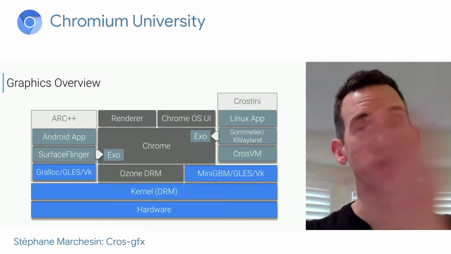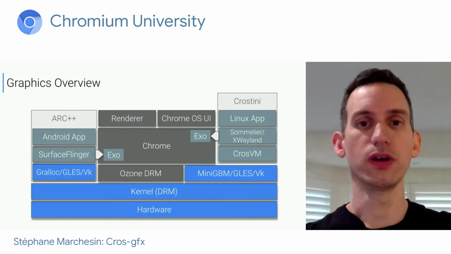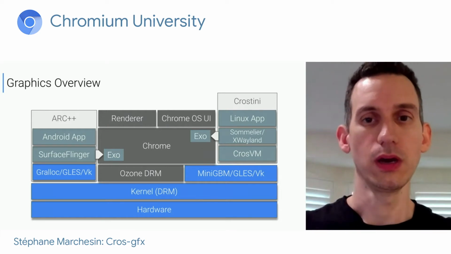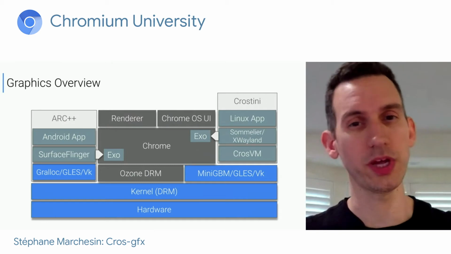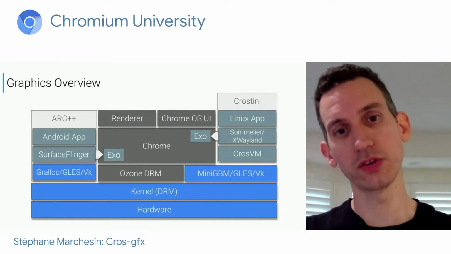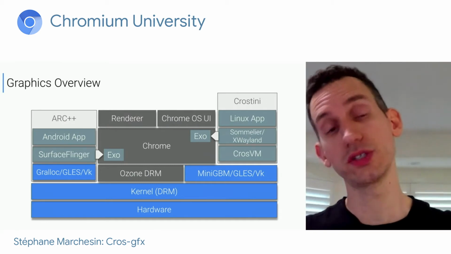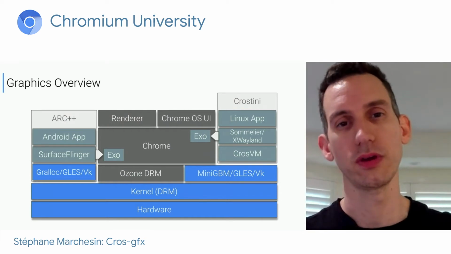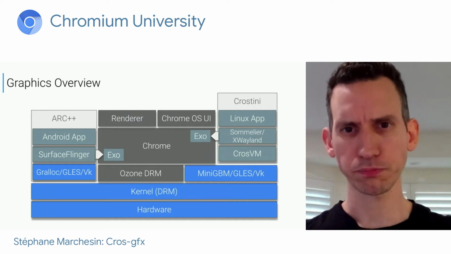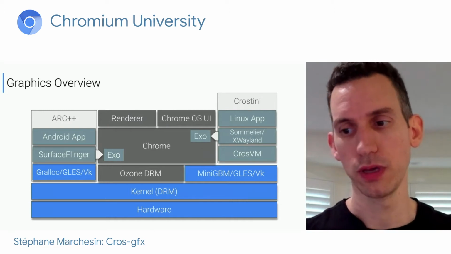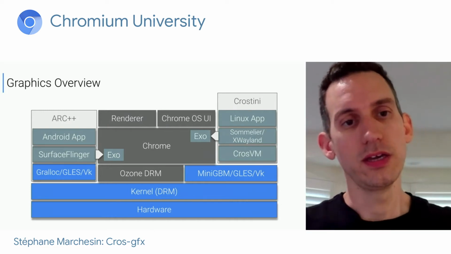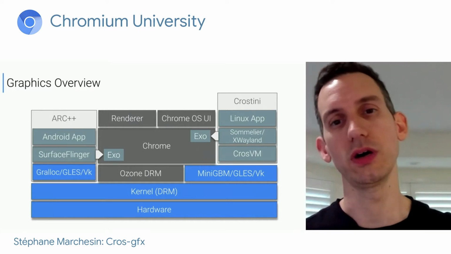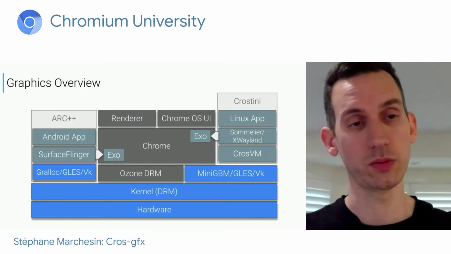Let's start on the top left. On the top left, Arc++. Arc++ is the Android implementation in Chrome OS. It allows us to run Android applications on our platform. On the top right, we have Crostini, which is the code name for our Linux application support, or we saw earlier the Linux application. This is called Crostini. This is a virtual machine. And then in the middle, we have obviously the web-based, right, the renderers, etc., which is how we actually view web content on Chrome OS.